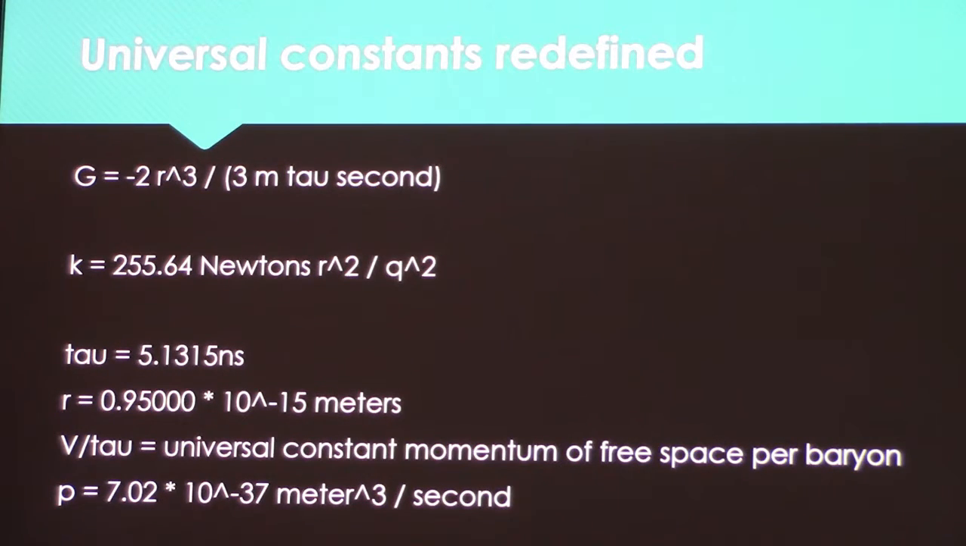And so the universal constants: tau is 5.13 nanoseconds here, r is set to 0.95 femtometers. A new universal constant has been recognized. It's the momentum of free space per baryon. It's called P, which is the volume of a proton divided by 5 nanoseconds, and its value is 7 times 10 to the minus 37th cubic meters per second.